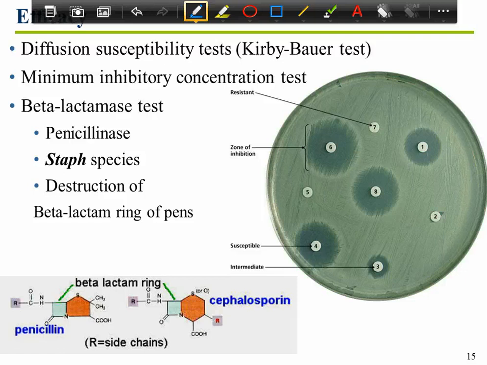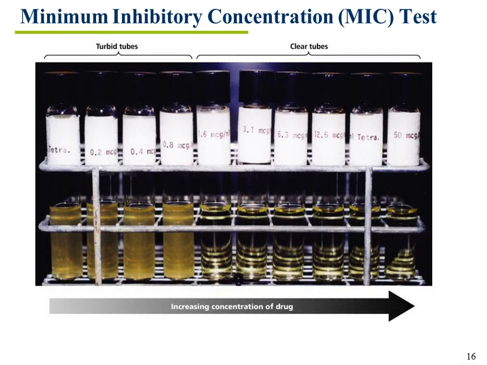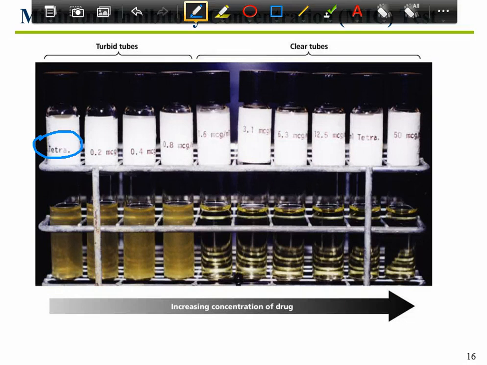However, that's not the most common test that's done. The most common test is called the MIC, Minimal Inhibitory Concentration Test, where dilutions of an antibiotic are done. Here are dilutions of tetracycline. So you see over here, tetracycline is our drug. And notice the concentration. So start over here.